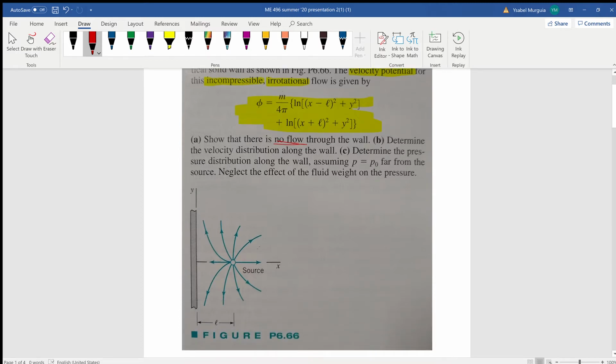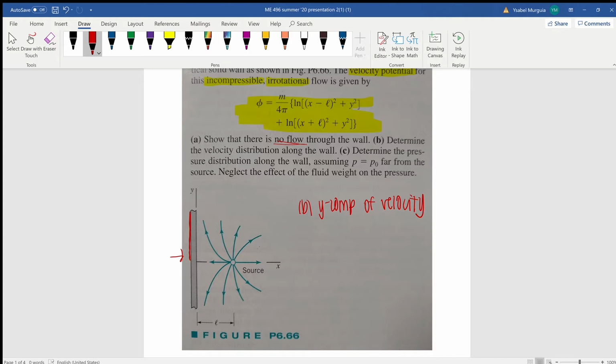So what this tells us, if they want us to determine the velocity distribution along the wall, this is the wall right here. Along the wall would be this way. So this would be the y component because it is in the y direction. So for part B, we're going to say the y component of velocity, which is what they're asking us.